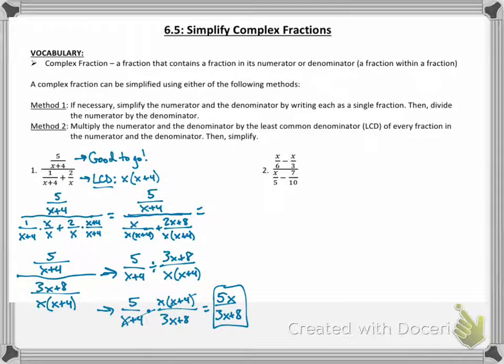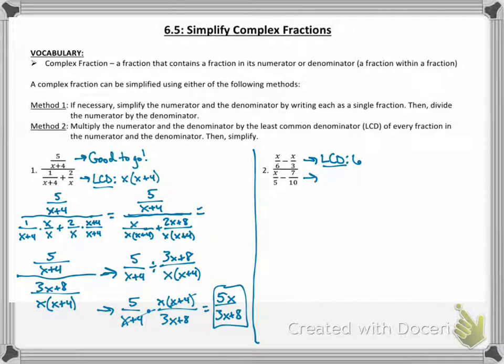Number two is the exact same idea. Now, the denominator is a little bit nicer because they're all numbers, so that's going to help. Let's go ahead and find the LCD of the numerator. So I have a 3 and a 6. Well, I can easily get from 3 to 6 by multiplying by 2. So my LCD for the top is going to be 6.